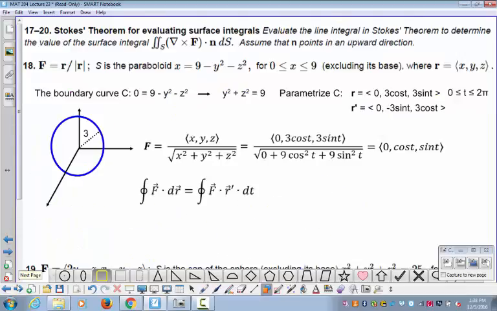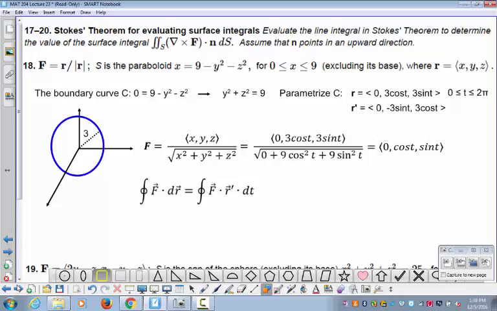All right, let's do one more of these things. So here it says Stokes' theorem, use the line integral to find the double. So instead of using the double to simplify the line, they want us to use the line to simplify the double. And again, maybe the double's not so bad, who knows? We could find out if we wanted to, but it's asking us to do the line integral.